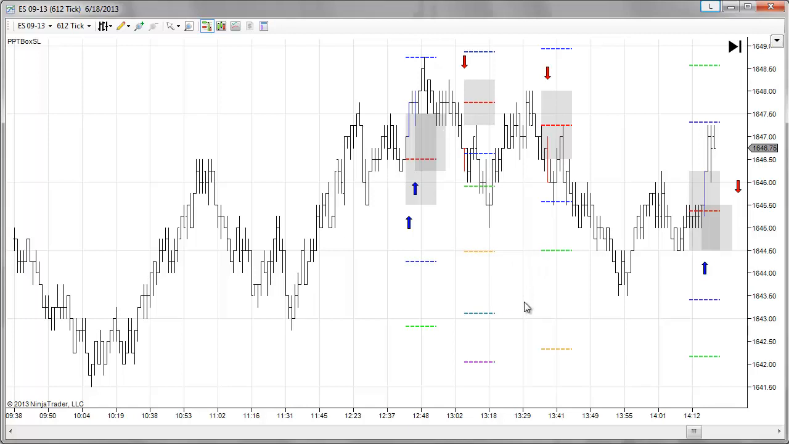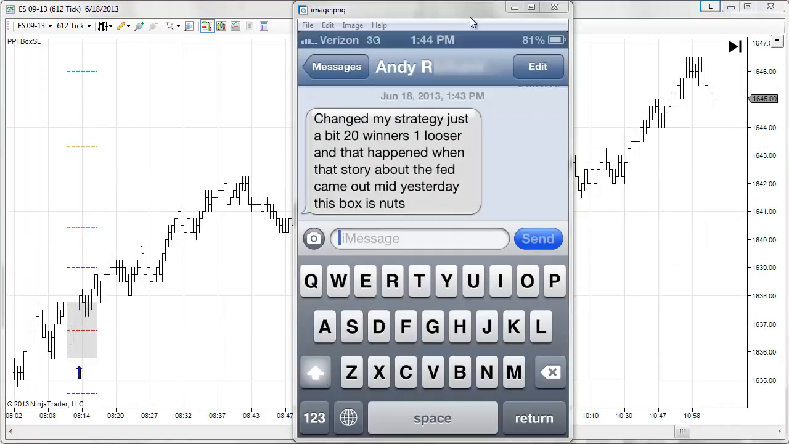Let me show you a couple. I got a text message from someone that uses the box, and then I also got an email. Well, I got several emails yesterday. I'm going to show you a couple of them just so you can see what other people are doing. Okay, so here's a text that I got. This is somebody that I've known for a while, that has been trading this for 2-3 months now.